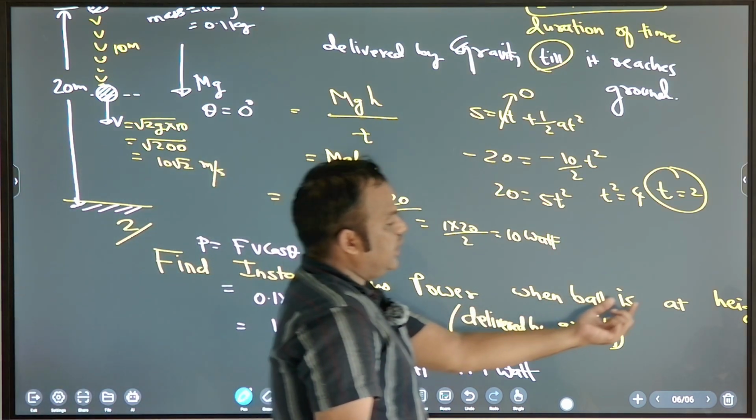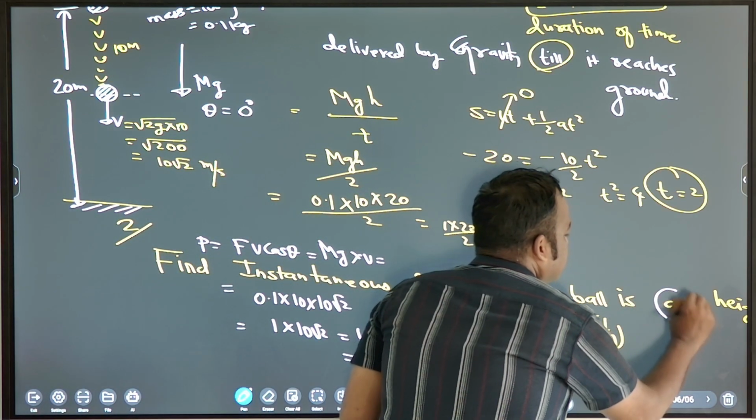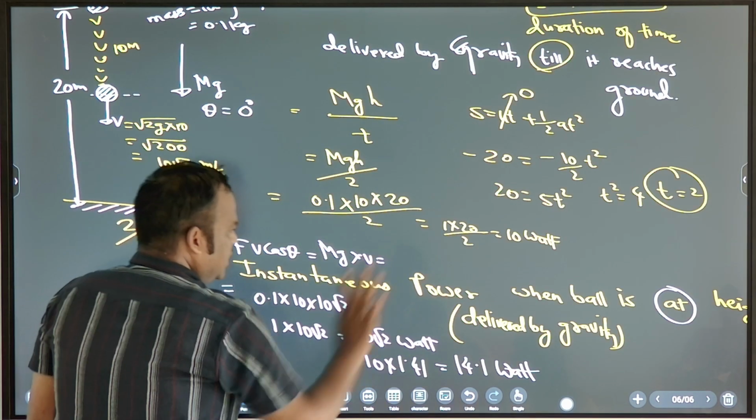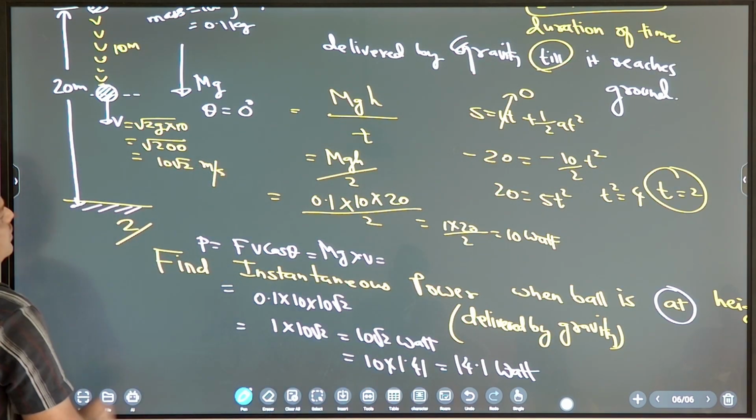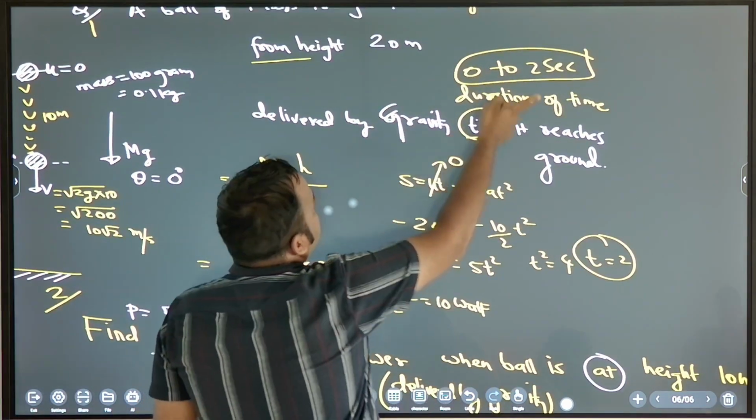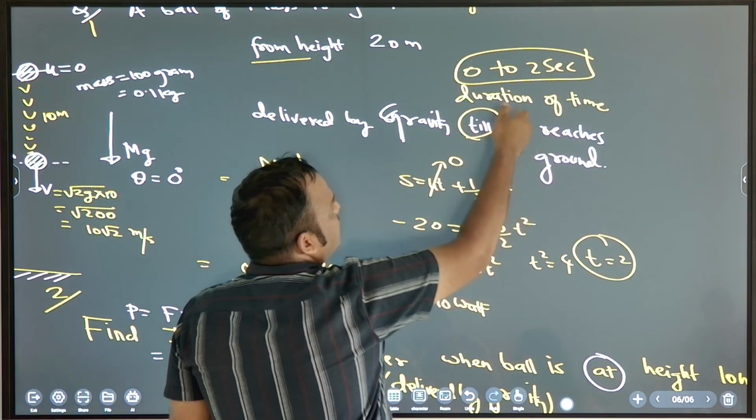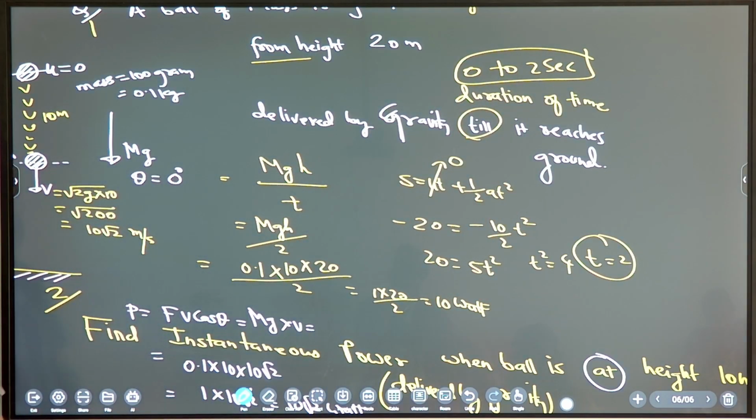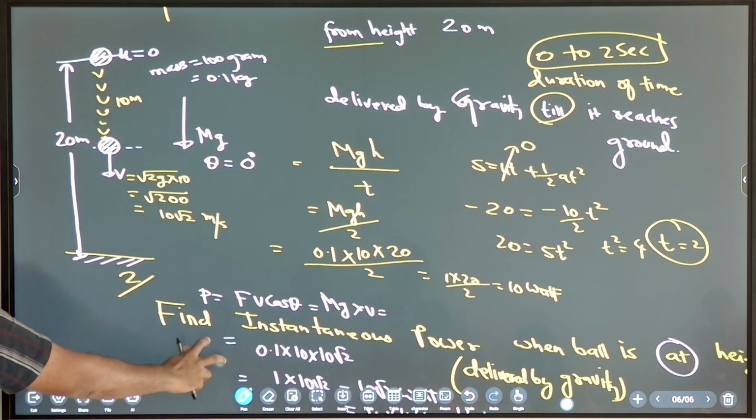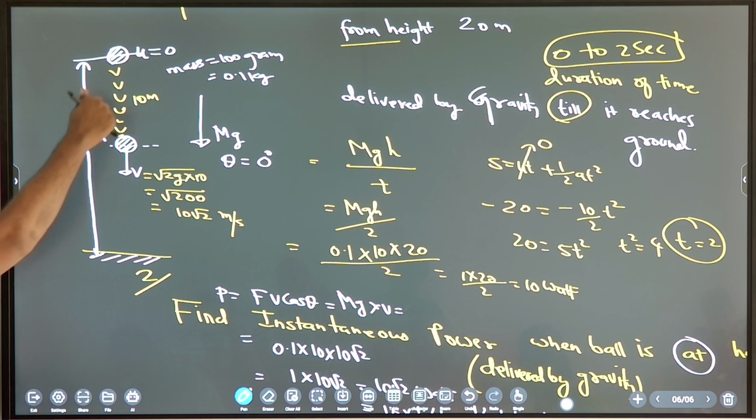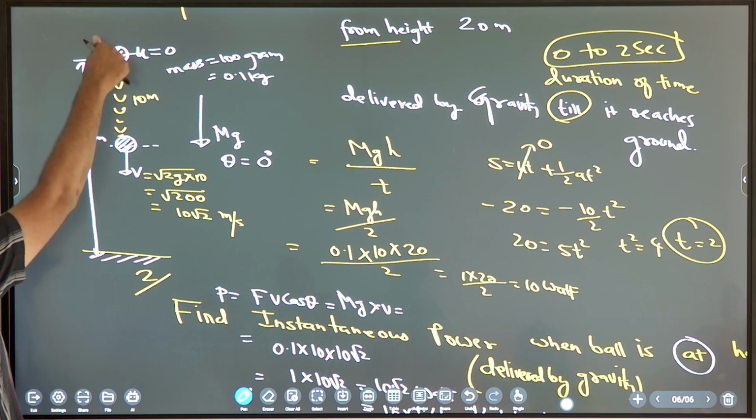When you see "at" in the question, at means what type of power? Instantaneous. When it is written in 10 seconds, in 2 seconds, till it reaches ground, what type of power? Average power. What is the power delivered by gravity at 0 second?